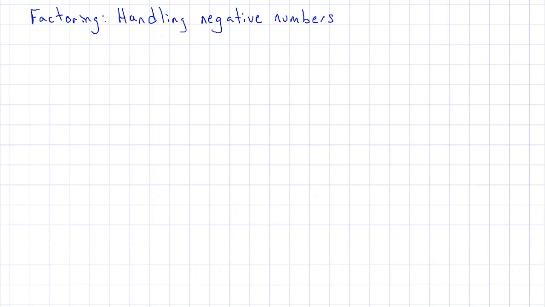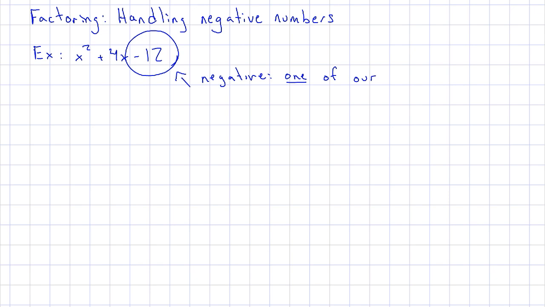Let's get started. All right, so we're continuing with factoring and we're talking about what happens when we have negative numbers. So let's consider the following example. I have x squared plus 4x minus 12. So here, our last number in our expression is negative. So when this number is negative, what that means is that one of our numbers will be negative.